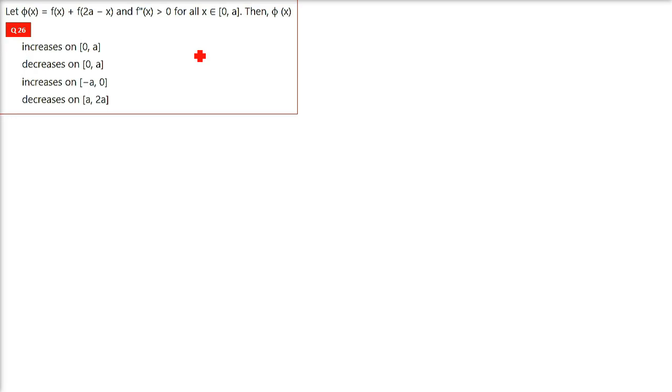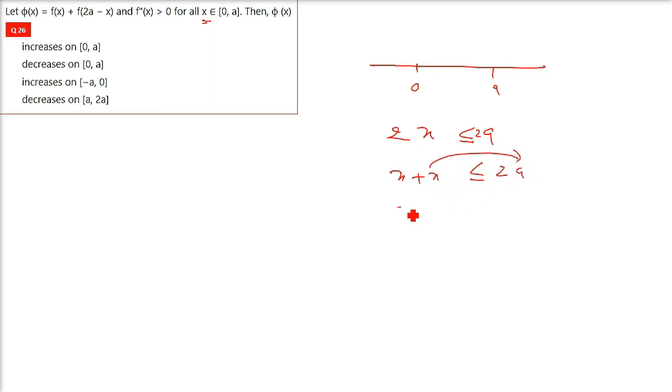All right, so we will introduce a new thing here in order to prove this, because there are various things being given here and the concept is very clear. f double dash x greater than 0 means f dash x is increasing. We are talking about 0 to a. So x is less than or equal to a. Let us multiply both sides by 2. You get 2x less than or equal to 2a. 2x can be written as x plus x. So x plus x is less than or equal to 2a. Let us take x to the right hand side. So x is less than or equal to 2a minus x.